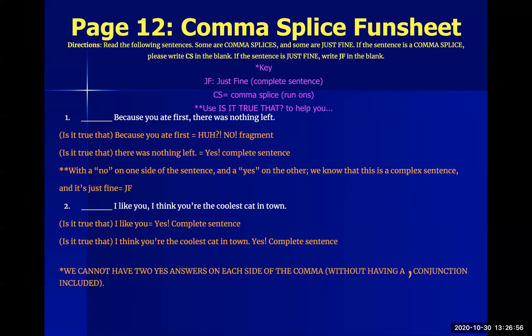We cannot have 2 yes answers on each side of that comma without it being a compound sentence. You must have the comma and the conjunction included to make it correct. Without that comma and a conjunction, it's a comma splice. So your answer is going to be a CS, right?